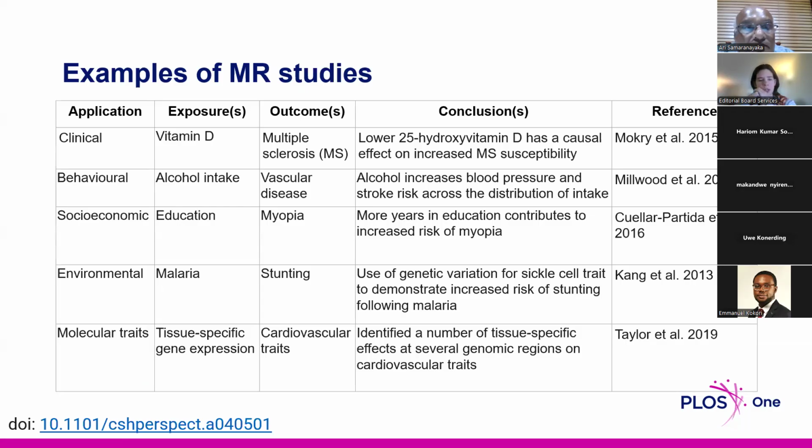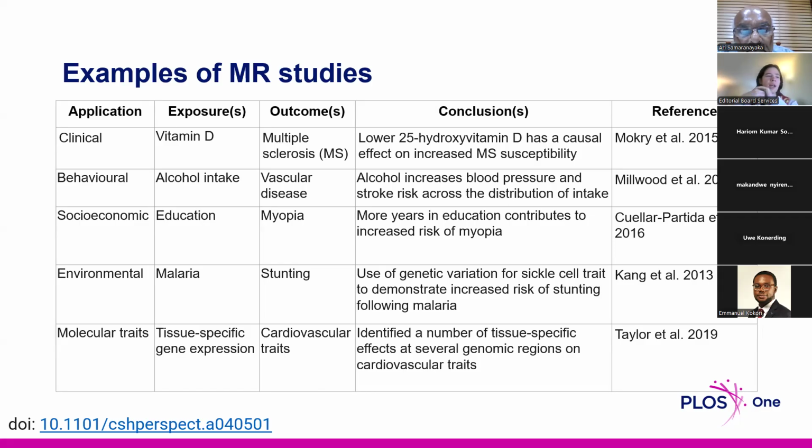And these studies can be generally used to assess a whole wide variety of exposure and outcome associations. They're not necessarily restricted to just clinical research. So this is a non-exhaustive example of various options where good Mendelian randomization studies have been performed. And you can see that the application ranges from clinical studies to behavioral studies, socioeconomic studies, but they can also be applied to environmental factors and molecular traits. So as long as reasonable data exists, this study type can be expanded over a whole variety of topics.